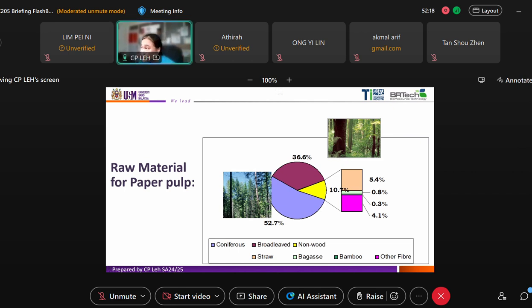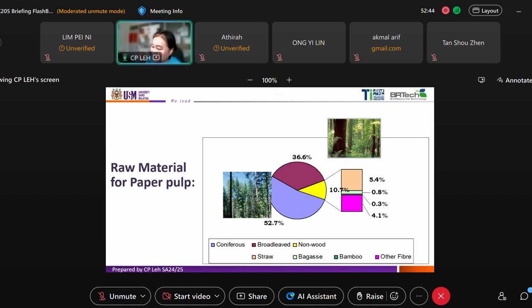Even though we are starting IWK205, which is paper making, for the additive and paper properties, I hope that you can still recall all the knowledge that you have learned in 103 and also 203. So the materials can be said to be softwood and hardwood. What is the difference between softwood and hardwood?